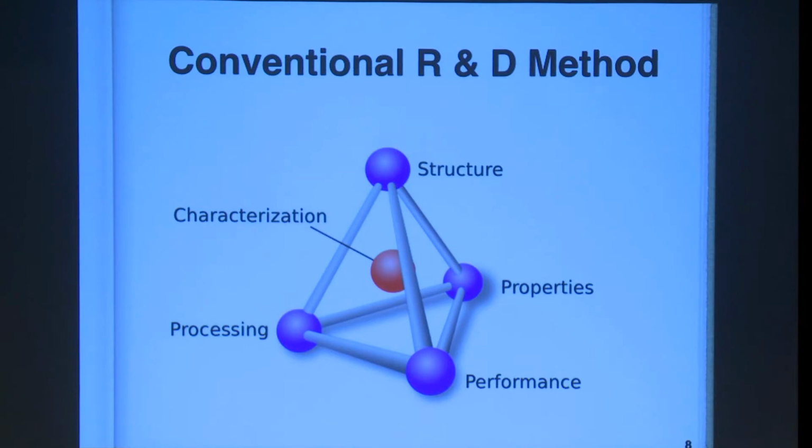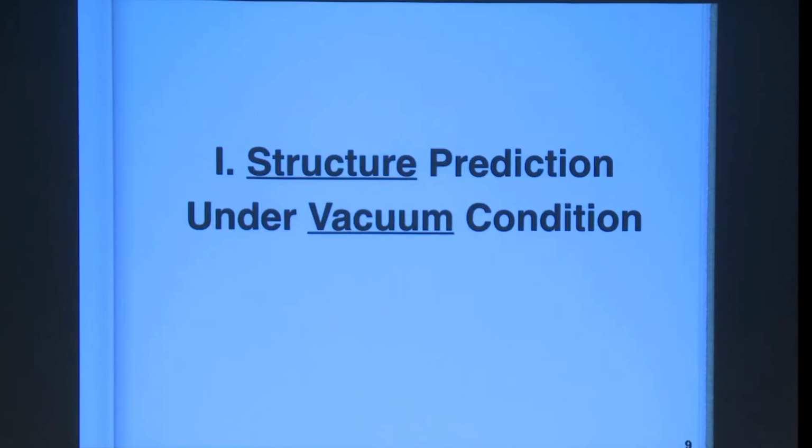So conventionally, we believe in the material science department that the tetrahedron of structure, property, processing, and performance are so deeply interrelated and correlated. So accurate characterization of these things is very important in the database. Let me show you how to achieve the highest accuracy or reliability of this property using first-principles calculations.